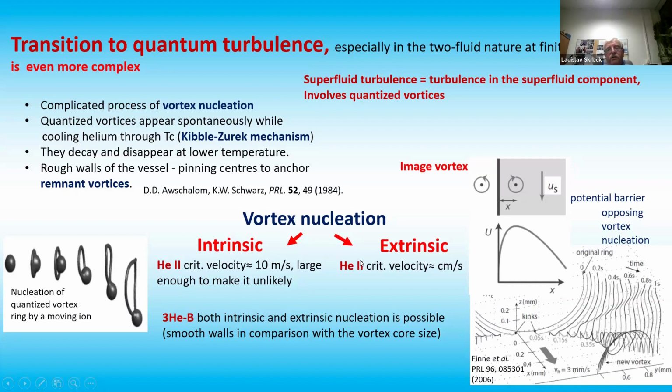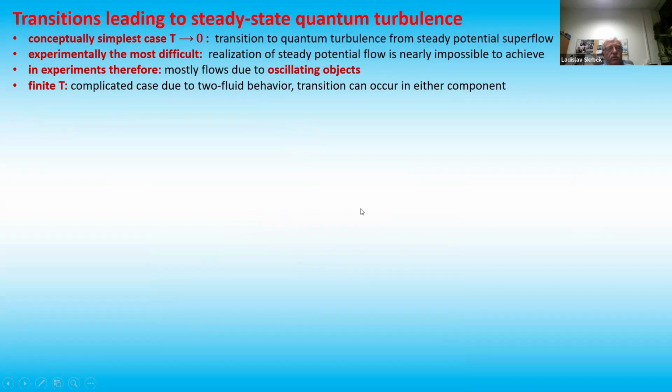So we have intrinsic and extrinsic nucleation, and extrinsic nucleation is what takes place in most cases in practice. But in helium-3, if you are careful enough, you can have both intrinsic and extrinsic nucleation at the same time. Right. So the conceptually simplest case is the zero temperature limit. But on the other hand, it is very difficult and nearly impossible to repeat the experiment of Osborne Reynolds, say even in helium-4, in the zero temperature limit. At least I don't know of any such experiment which would come near to the accuracy, clarity and perfection of the Osborne Reynolds experiments. So experimentally, it is the most difficult case.